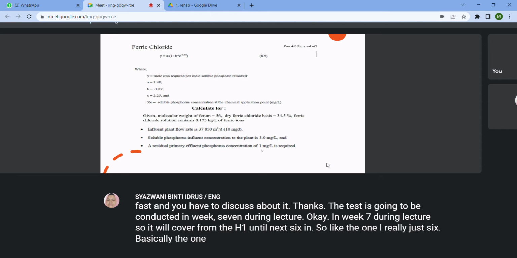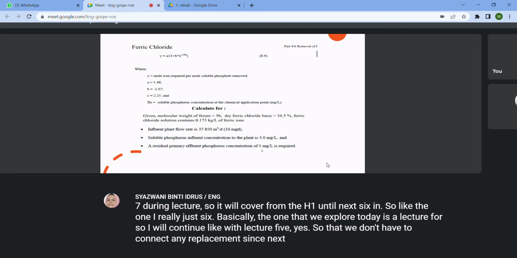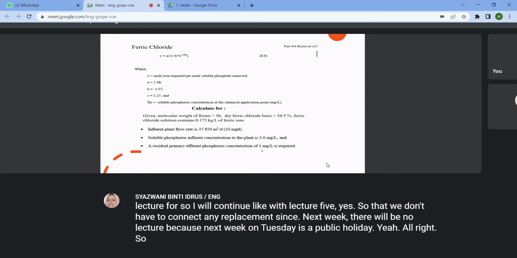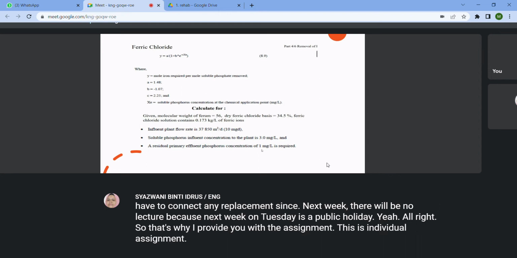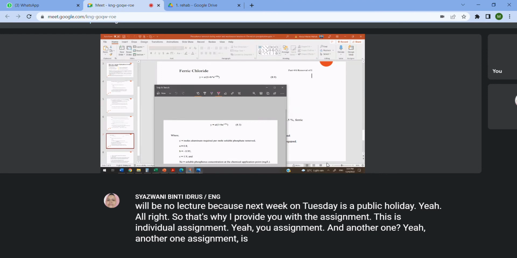Basically, the one that we explored today is lecture 4. So I will continue with lecture 5 so that we don't have to conduct any replacement, since next week there will be no lecture, because next Tuesday is a public holiday. That's why I provided you with the assignment. This is an individual assignment. And another assignment is this one.